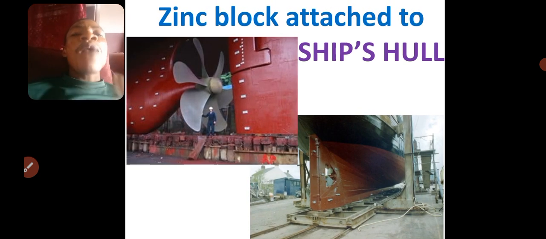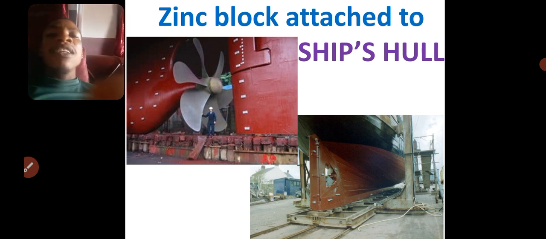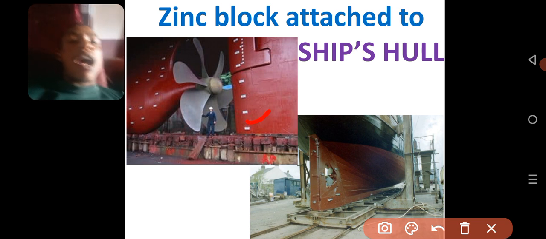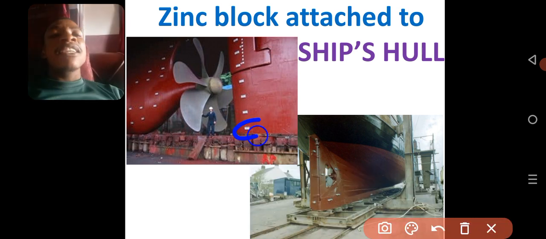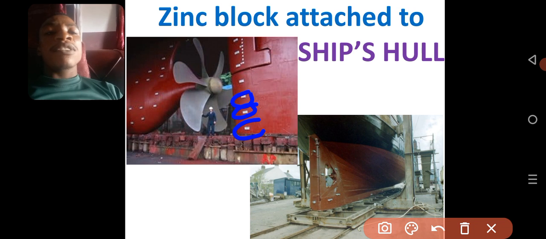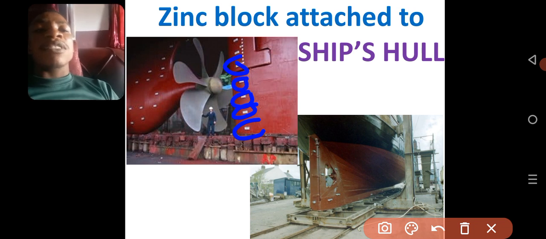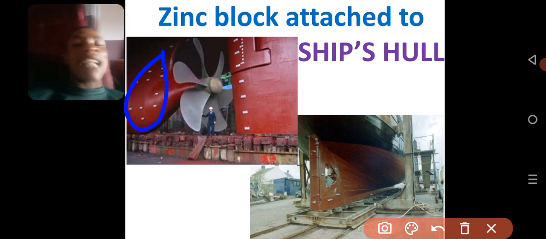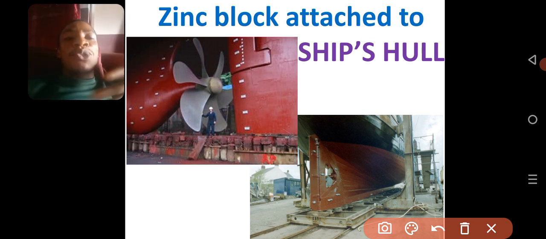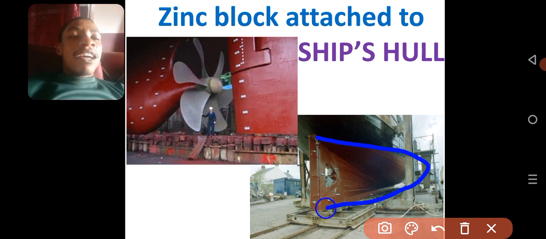Now, have you ever wondered why blocks of zinc are attached to the ship's hull? These whitish materials are zinc blocks. All those whitish things are zinc metal attached to the ship's hull. This is the ship's hull.